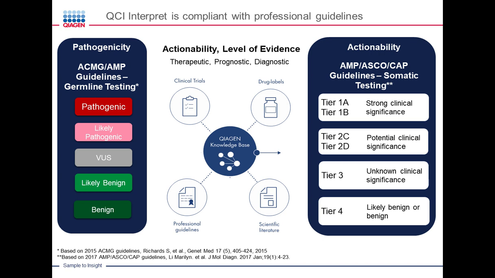On the actionability side, there are tiers, according to the AMP guidelines for somatic testing, that indicate to what degree a particular alteration or variant biomarker indicates a particular treatment option. And so there's strong clinical evidence tiers, there's potential clinical significance, and then similar to variants of uncertain significance, or VUS variants in the pathogenicity context, there are tier 3 or unknown clinical significance variants in the actionability context, and likewise tier 4 corresponds to likely benign and benign variants.